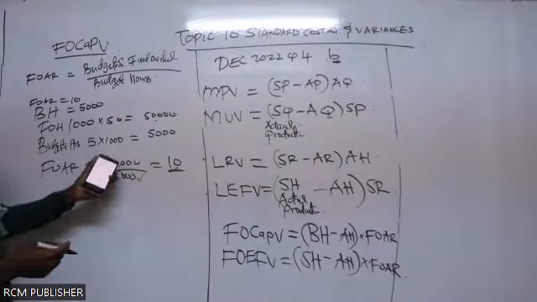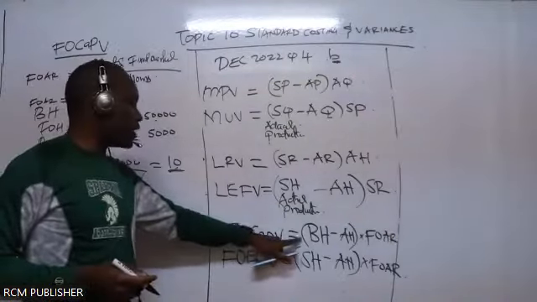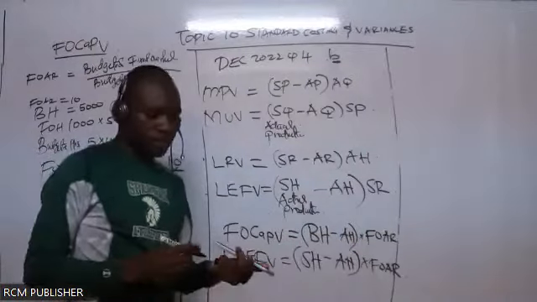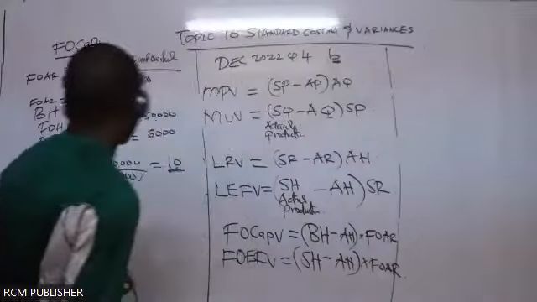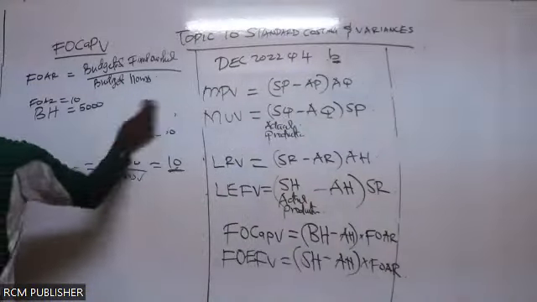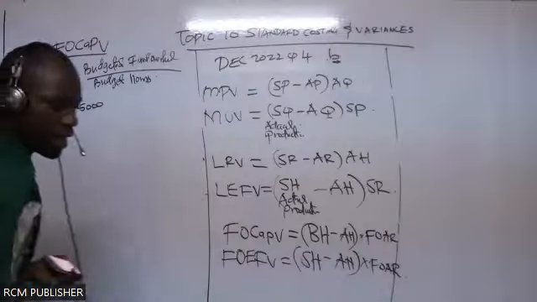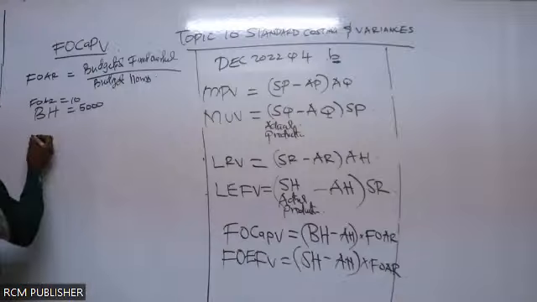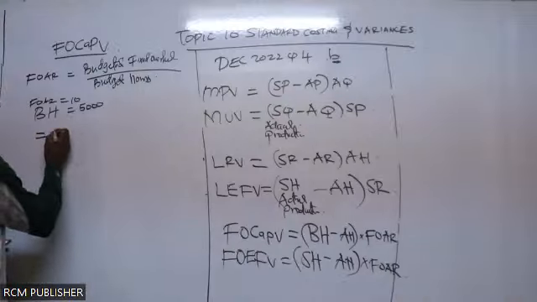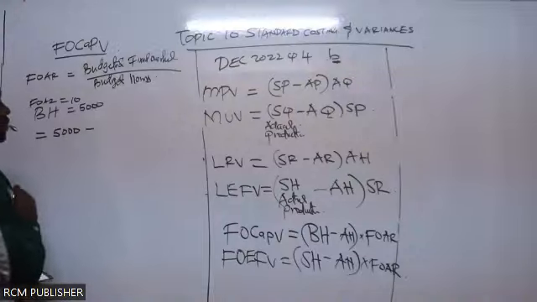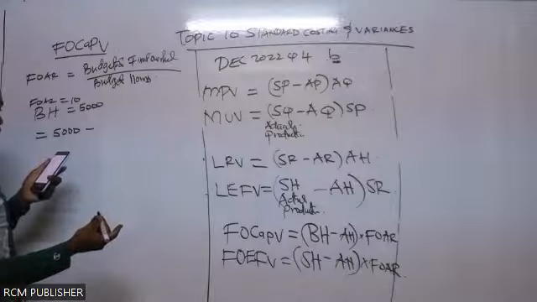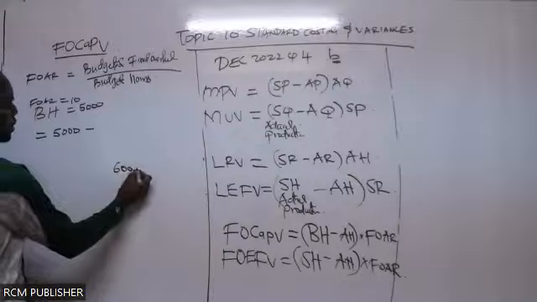So our formula here, fixed overhead capacity variance is budgeted hours minus actual hours, then we multiply by the fixed overhead absorption rate. So let's have it here. The budgeted hours is going to be 5,000 less actual hours. So are we able to get actual hours for the fixed overhead? For the fixed overhead, we have 60,000 shillings.